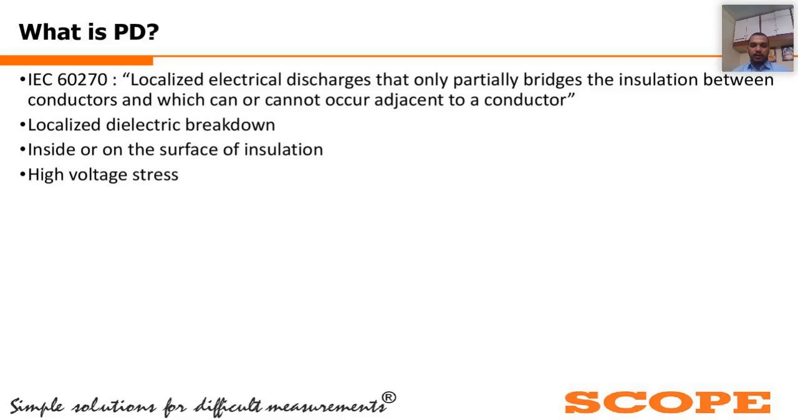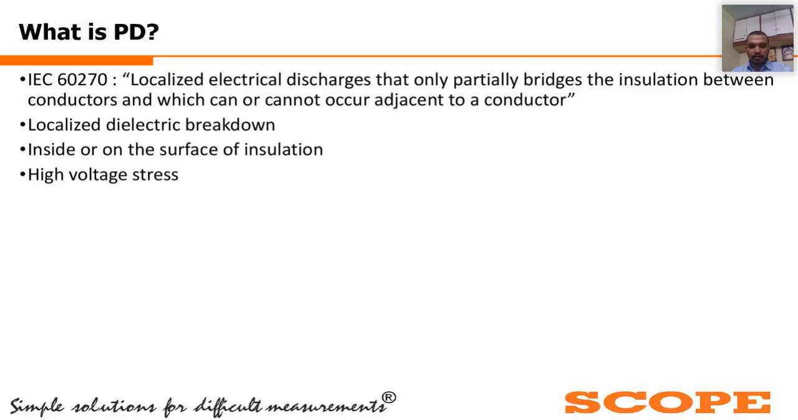So what is partial discharge? IEC 60270 defines it as localized electrical discharges that only partially bridge the insulation between conductors and which can or cannot occur adjacent to a conductor. The basic thing we have to take out of this definition is, first of all, it is a partial discharge, that is partial plus discharge. A discharge that has not yet broken down the complete insulation strength of the insulator. That means it is happening somewhere inside the insulation or on the surface of it that has not yet bridged the insulation level.